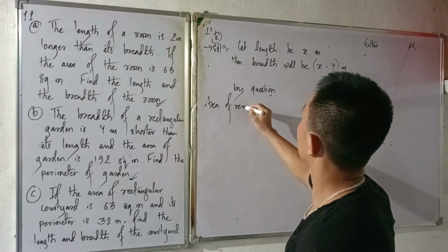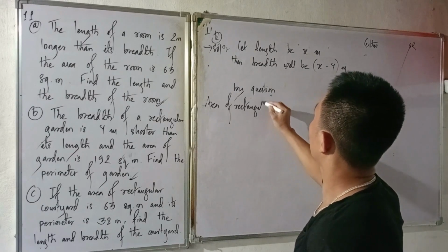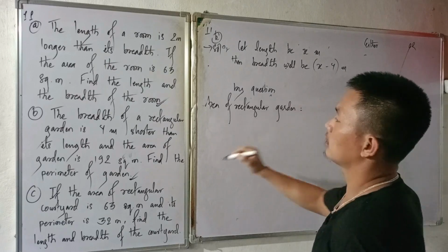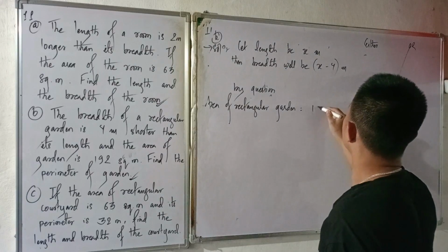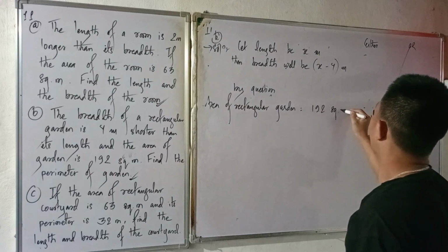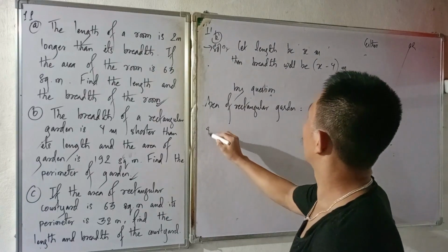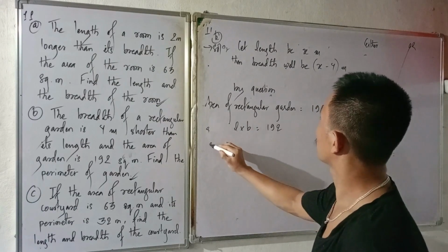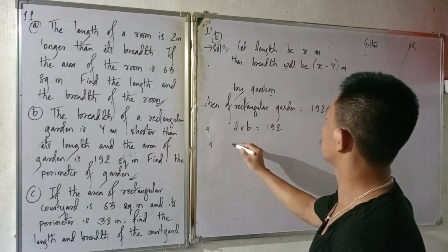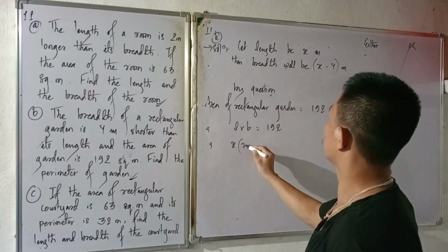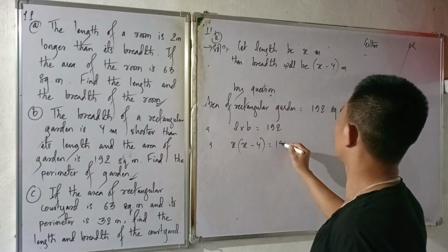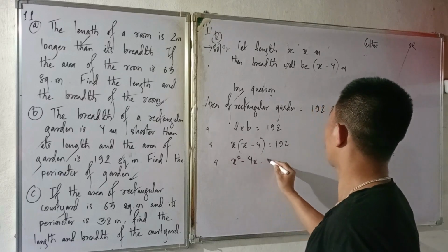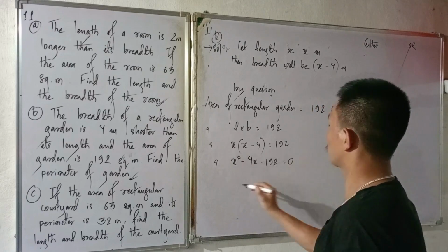Area of the rectangular garden is equal to, given there, 192 meter. So you apply the formula L into B, 192, and we have x and breadth we have x minus 4 equals 192, or x square minus 4x minus 192 equals 0.